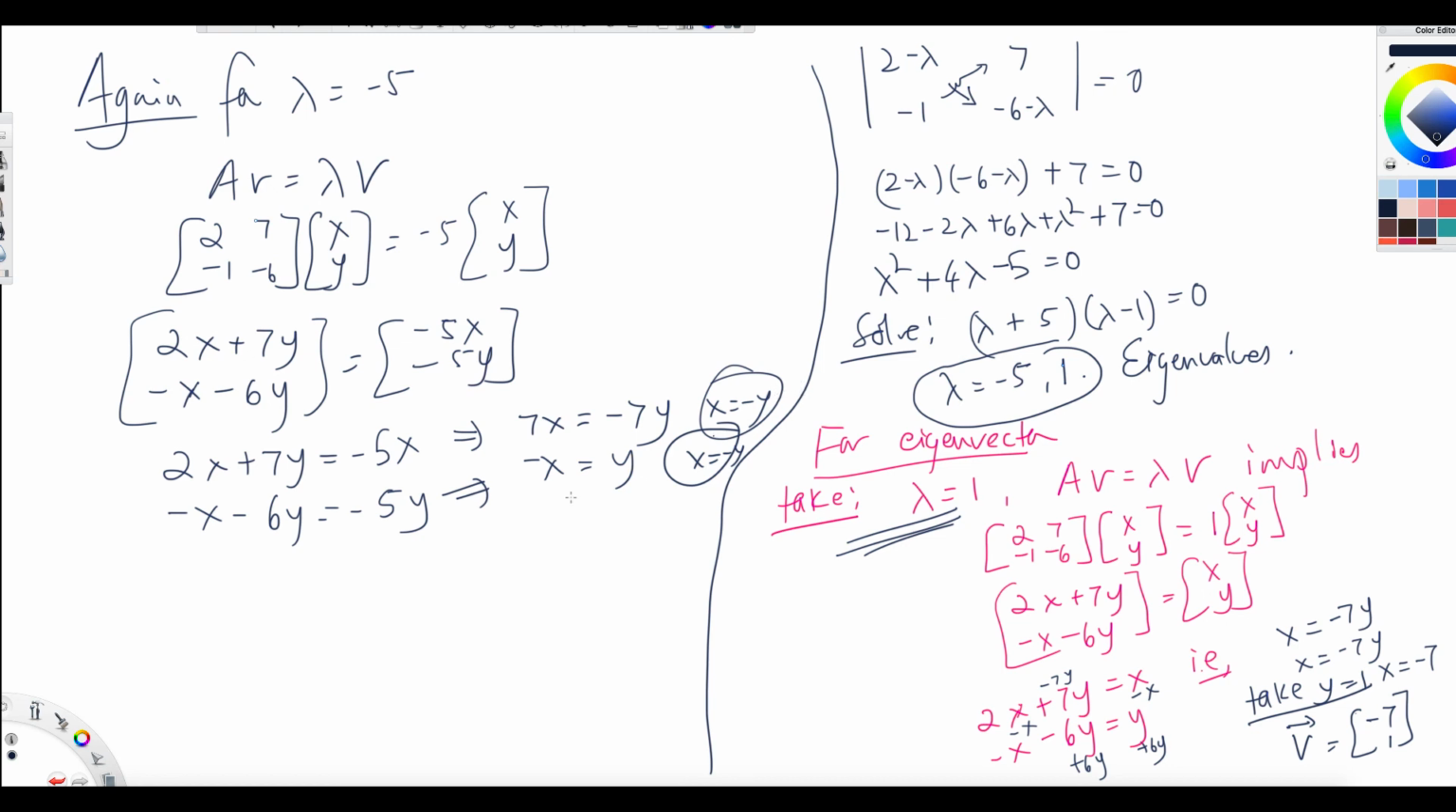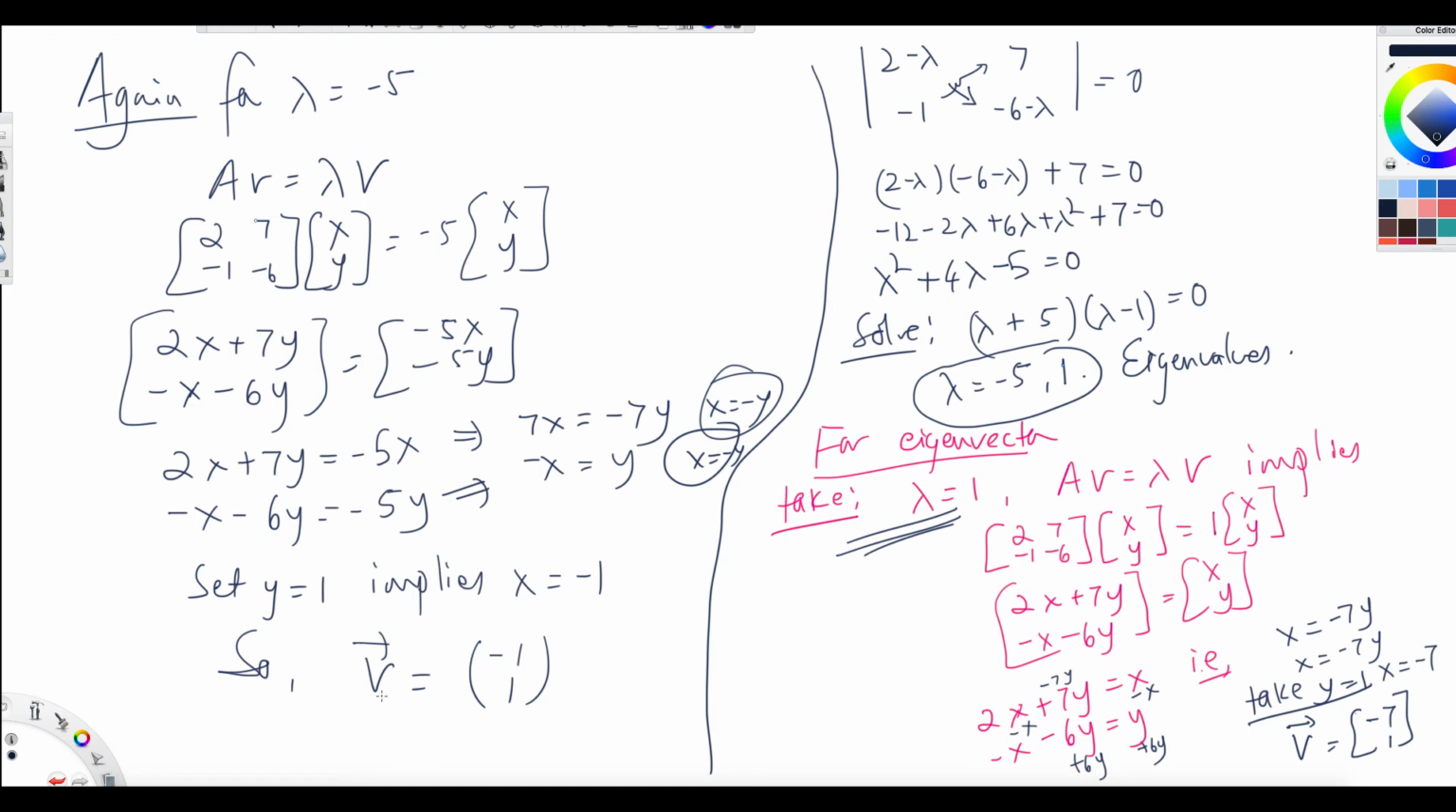So if you set y equals 1, what do you get? x equals -1. So the eigenvector v equals x is -1, y is 1. Or you can write x is 1, y is -1. It's the same thing. So this is the eigenvector you get.